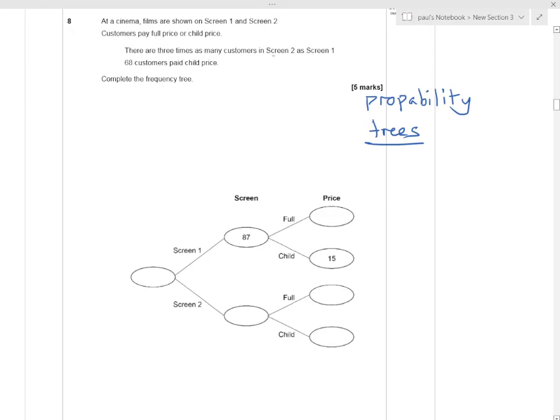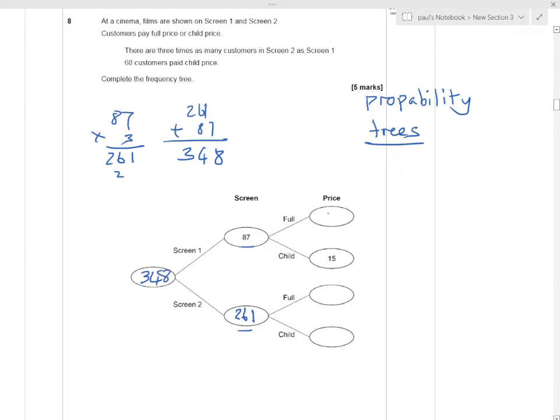There are 3 times as many customers in 2 as 1. So here's 2. Here's 1. Sorry, here's 2. So you need 87 times 3. So you need 3 times as many. 24, 261. So that's 261 in there. So now if you add these two numbers together, you can find out what that is. Yeah, 261 and 87. Add together 8, 4, 3, 3, 4, 8.